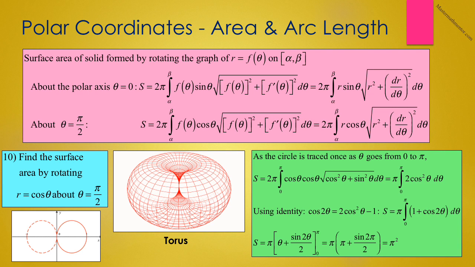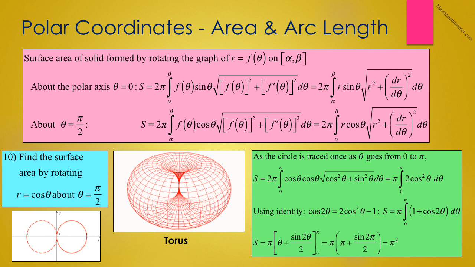So since we are rotating about the line theta equals pi over 2, S equals 2 pi integral from 0 to pi of f of theta cosine theta, which is cosine theta, times the square root of f of theta, which is cosine theta, squared, plus f prime of theta, which is negative sine theta, squared. And that ends up to be pi integral from 0 to pi of 2 cosine squared theta d theta, as cosine squared theta plus sine squared theta is equal to 1.